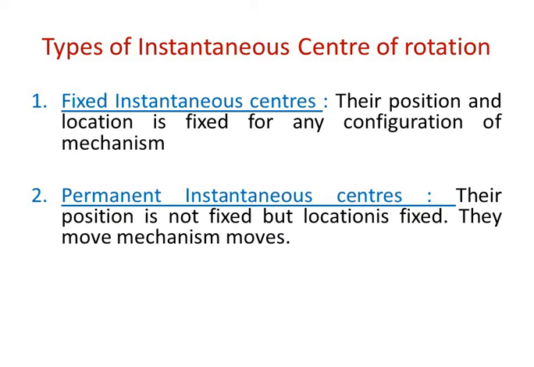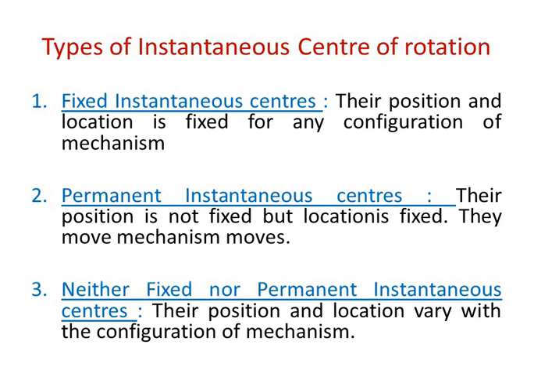Second is permanent instantaneous center. Their position is not fixed but location is fixed. They move as mechanism moves. And third is neither fixed nor permanent instantaneous centers. Their position and location vary with the configuration of mechanism.